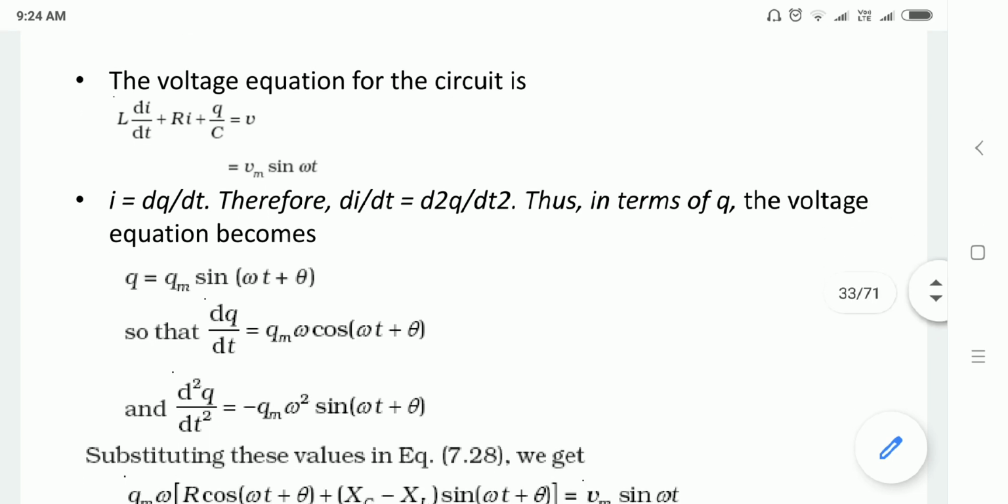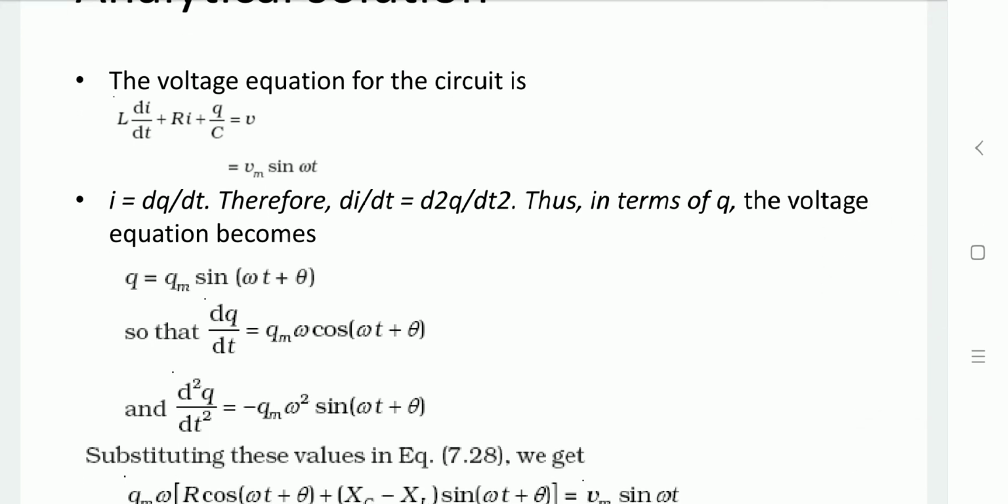If Q is Qm sin omega t plus theta, then I equals dQ by dt. So differentiate Q with respect to time once. The resultant value would be Qm, constant as it is. Differentiation of sin omega t plus theta is cos omega t plus theta. And with that, omega t is time dependent, so differentiate omega t with time, it would be omega. So the final equation is Qm omega cos omega t plus theta.